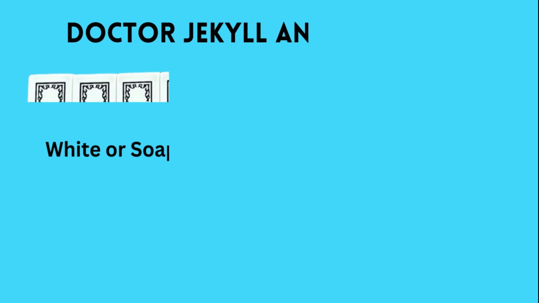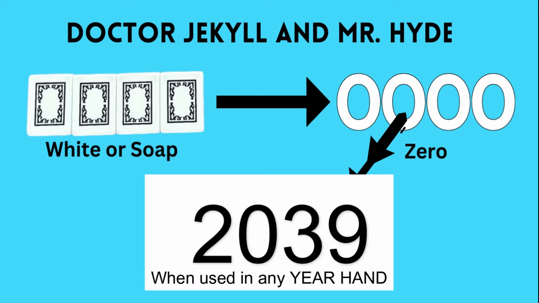Now we're going to revisit our white or soap dragon tile, because I refer to this tile as our Dr. Jekyll and Mr. Hyde tiles, because when used in the year hand section, such as 2039, they are used as zeros. And you'll see how this plays out when we learn about the card in the next lesson.